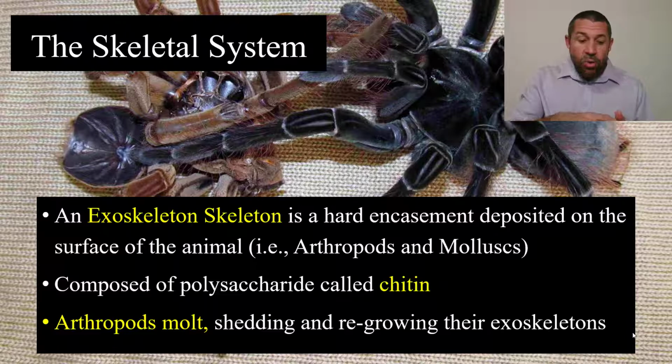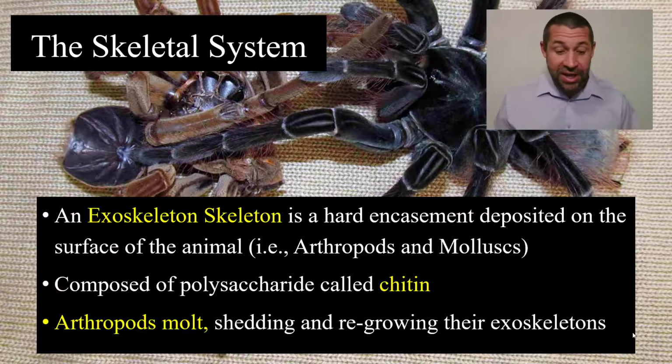However, when the old one is shed, the new skeleton is initially soft and pliable. And so the crab or the tarantula in the lab we had a couple semesters ago appears whitish. And during this window of time before the new exoskeleton hardens, they're actually quite vulnerable to predation.